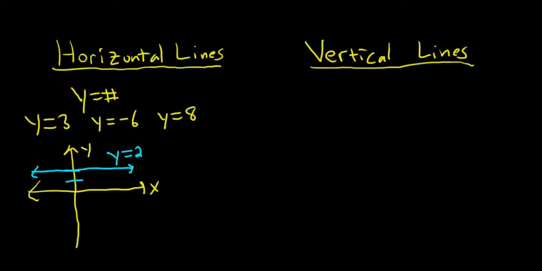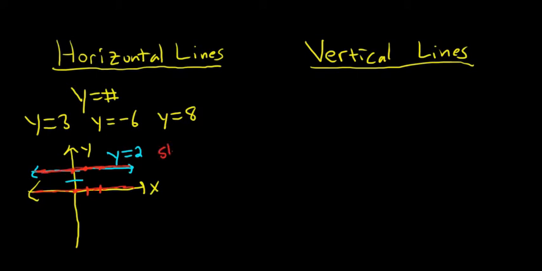So why is it a horizontal line? Well, because no matter what x value we pick, we always get y equals 2. So for example, if I pick an x of 0, my y value is 2. If I pick an x of 1, my y value is 2. If I pick an x of 2, my y value is 2. No matter what x value I pick, we always get a y value of 2. So it's always 2, so we get a horizontal line.